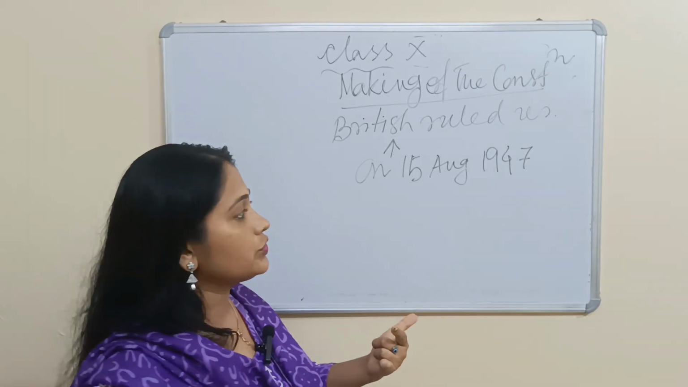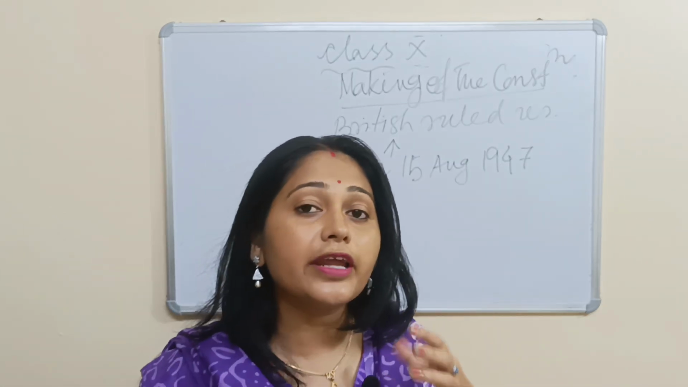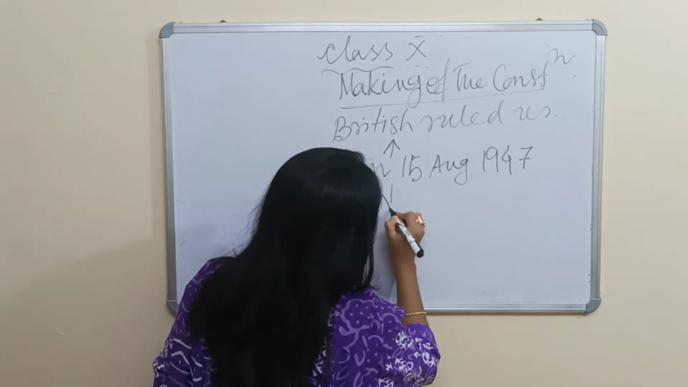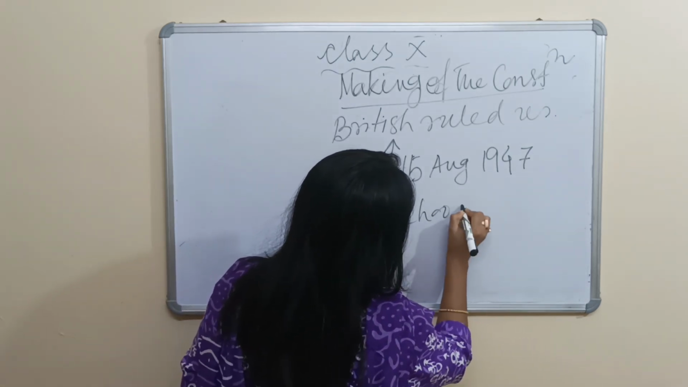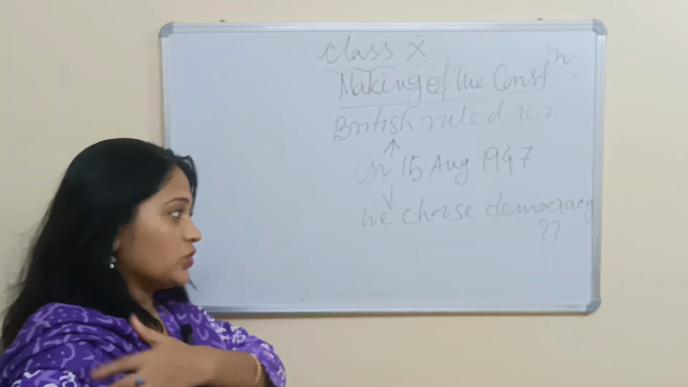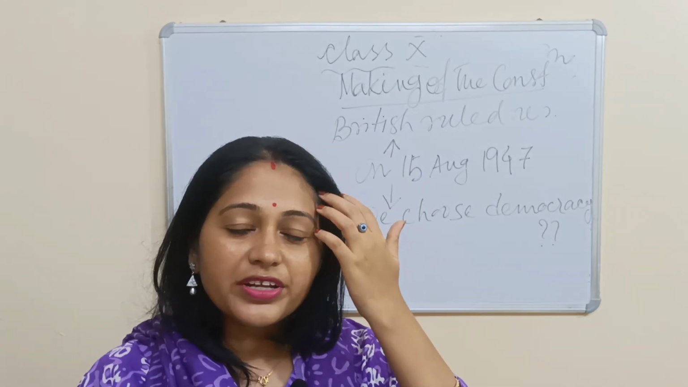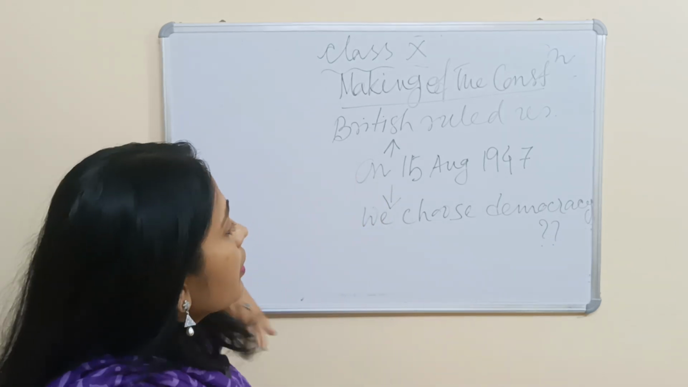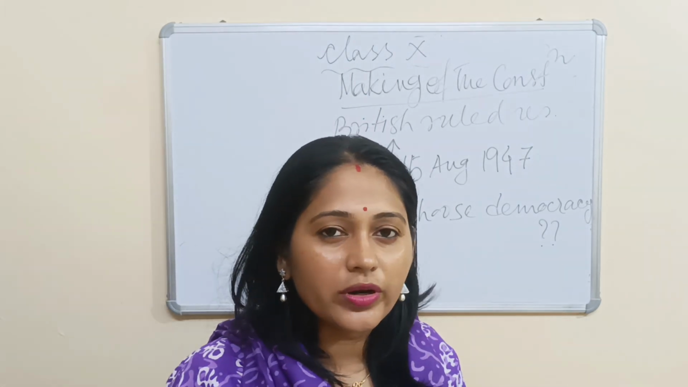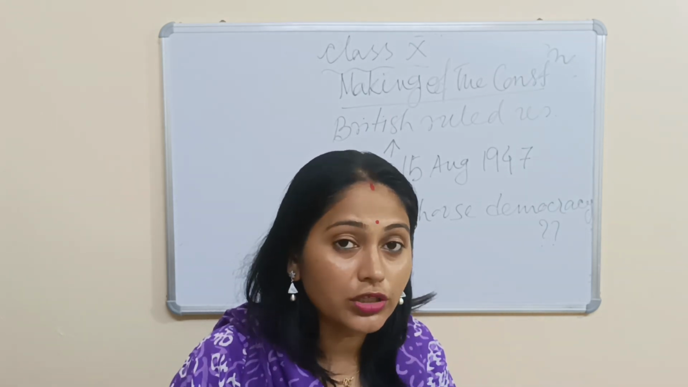Whenever we got freedom from the British rule, we decided to adopt a democratic form of government, or you can say democracy. So after independence, we chose democracy. Why? क्यों हमने चूज किया? Already we know how brutally the British tortured us. We have seen that the rule of imperialism, colonialism is not good. Even in some cases, monarchy is also not good.